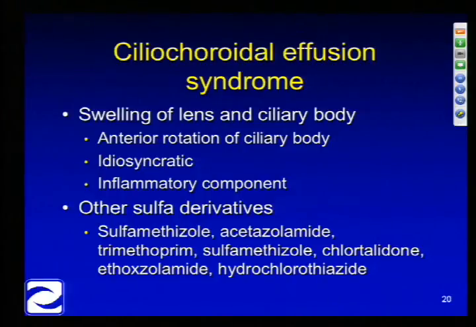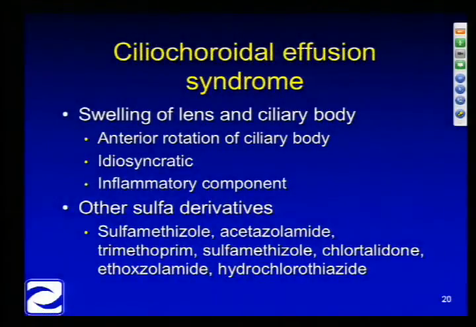So ciliochoroidal effusion syndrome is caused by a swelling of the lens and the ciliary body, which is the muscle right behind the iris that helps focus our eyes. And the swelling of the ciliary body pushes the iris into the anterior chamber angle and closes it off. This response is idiosyncratic. You can't predict who's going to have it and who's not.